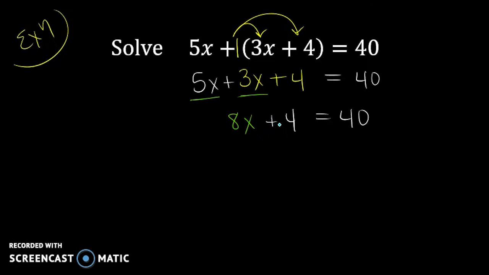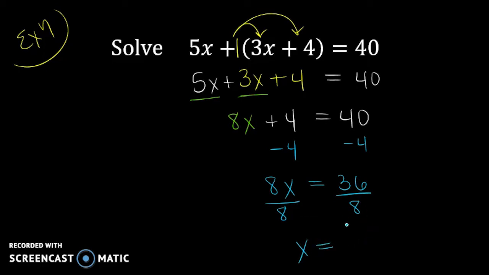So I have 8x plus 4, so I'm going to subtract 4 from both sides to get rid of that. So I'm left with 8x equals 36. And then to get rid of the 8, it's 8 times x, so the opposite of that is to divide. So we're left with x equals 36 over 8. They did it as a decimal, which would be 4.5. That's one way to answer it.